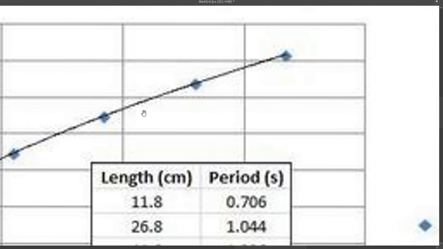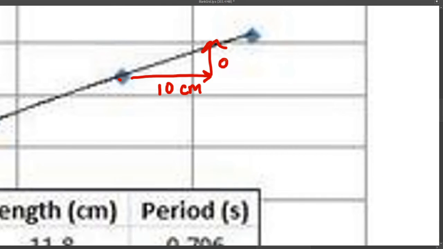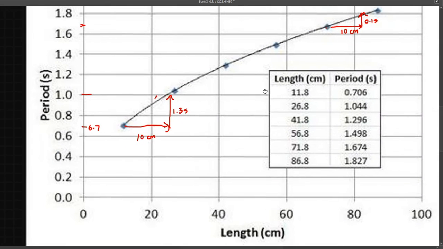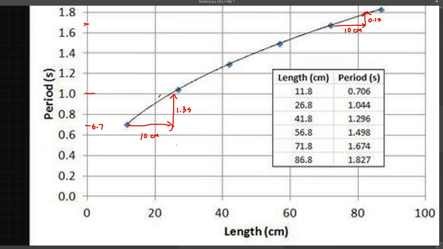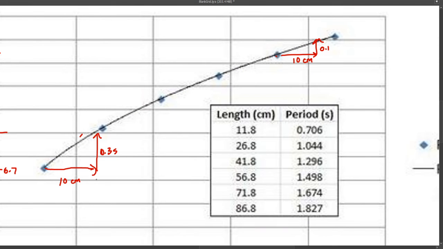But let's look over here. I'm going to go another 10 centimeters or so. And we're no longer going up by 1.3 seconds. Now we're going up from about 1.7 to about 1.8. This is only about a 0.1 second growth. Oh, sorry, this is a mistake. It's not 1.3, it's 0.3. So here, 10 centimeters gets us 0.3 seconds. Here, 10 centimeters only gets us 0.1 second.